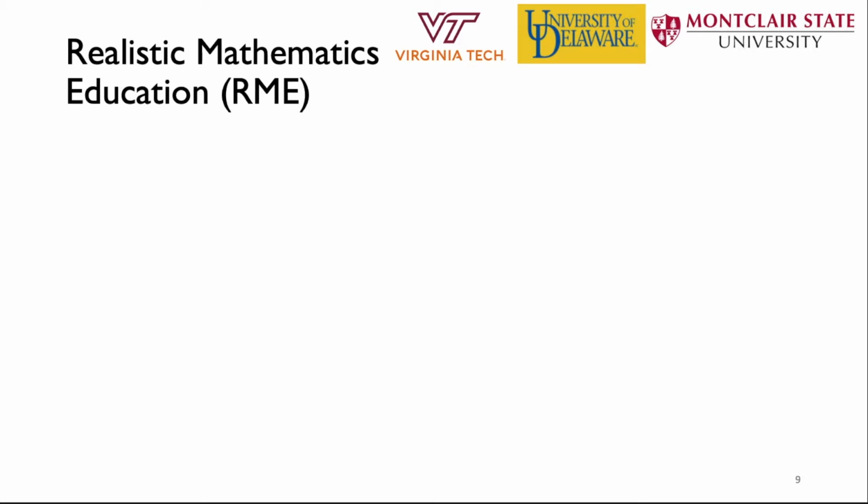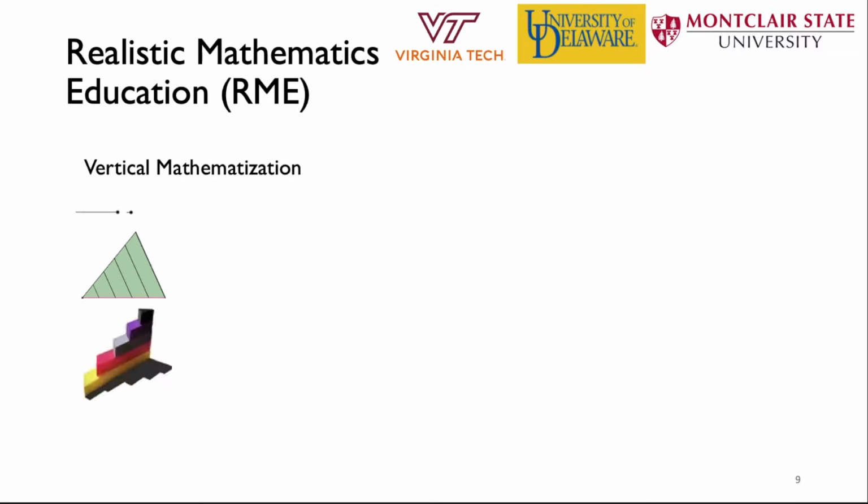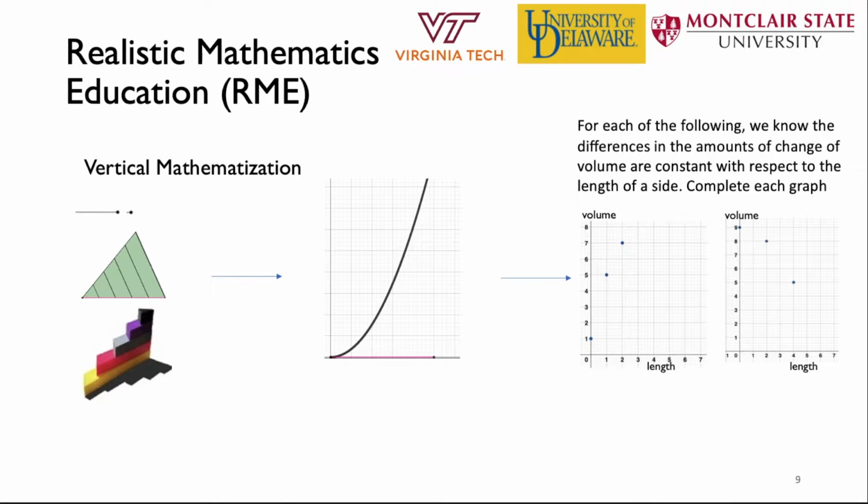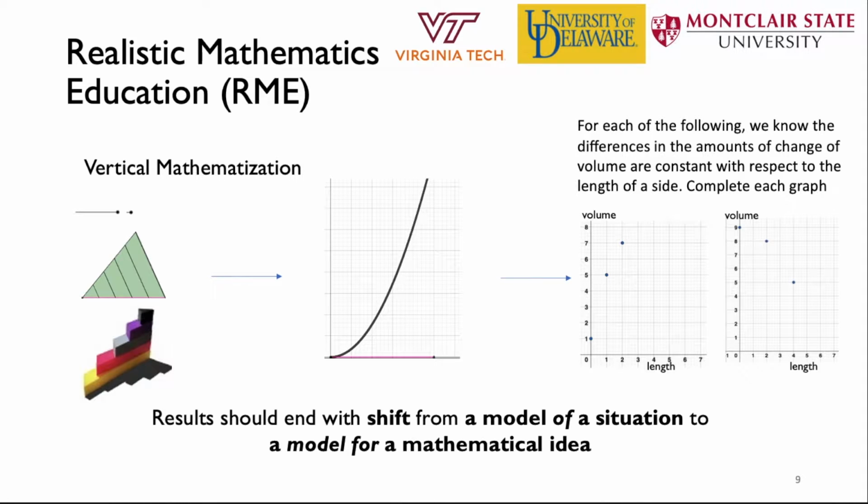Via horizontal mathematization, students can begin the process of elaborating and extending those informal mathematical activities. This is referred to as vertical mathematization. This may include making a drawing, defining, or using conventional notations. Through this, the students reach higher levels of mathematics. In the process of both horizontal and vertical mathematization, the students construct new mathematics. This is called the process of progressive mathematization. Results should end with a shift from a model of a situation to a model for a mathematical idea.